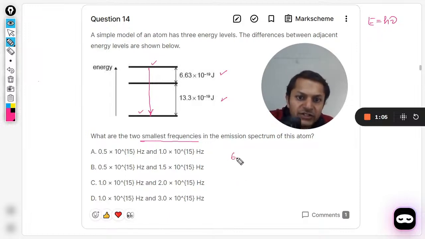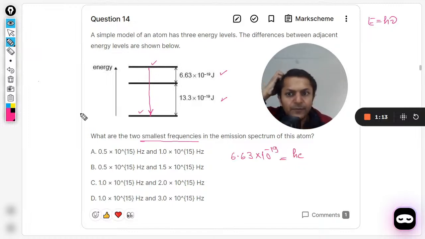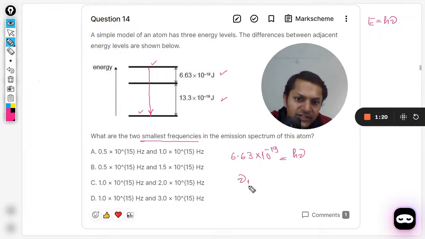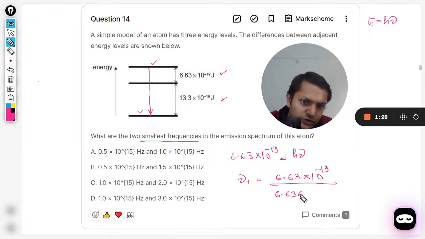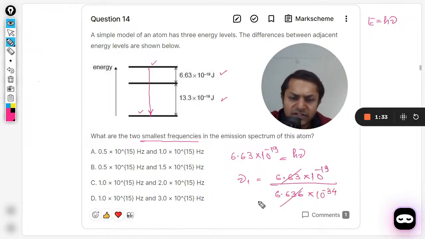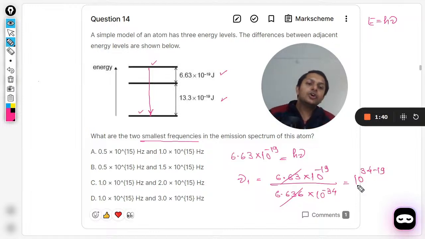So in the case of the first, the energy is given by 6.63 × 10^-19. That will be equated with hc by lambda, but we want to find the frequency, so it will be h nu. And clearly the frequency in the first case can be taken to be the energy divided by Planck's constant, which is also 6.63 × 10^-34. This can be taken as approximately 1 only, and this will be 10 raised to power 34 minus 19.